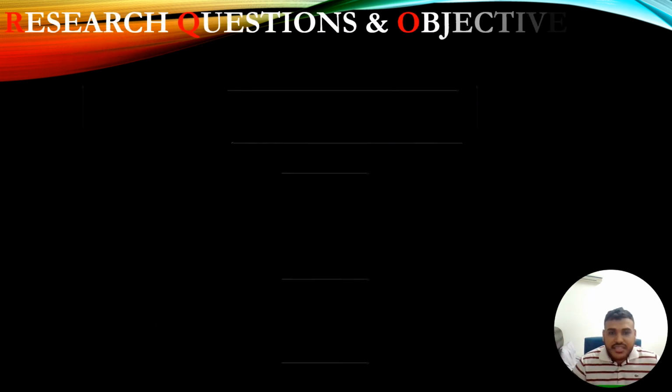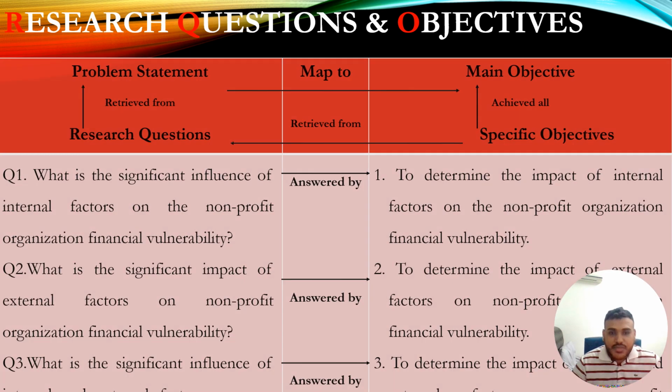Now, as you can see, here are our research questions and objectives. Our first research question: what is the significant influence of internal factors on non-profit organizations' financial vulnerability? This is answered by determining the impact of internal factors on non-profit organization financial vulnerability. The second one is: what is the significant impact of external factors on non-profit organization financial vulnerability? This is answered by determining the impact of external factors on non-profit organization financial vulnerability.